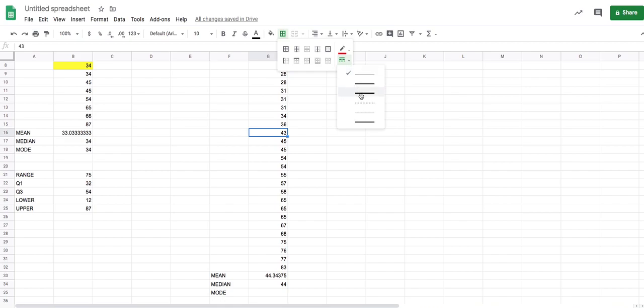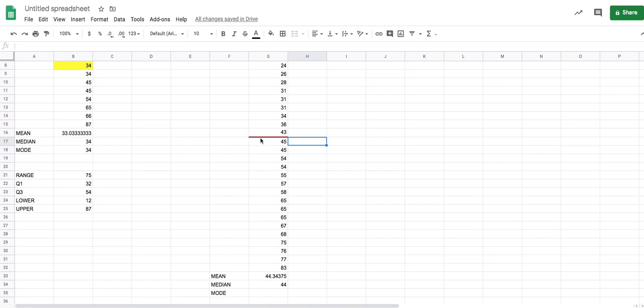I'm going to make it the thickest one, which is right here. Okay, and now remember, cells 16 and 17 are the two in the middle. So the median we said was 44, which is in between 43 and 45. So what I'm going to do is make a bottom border on that cell that I have highlighted, G16. So that's highlighted. Now if I click off that, I see this is the median.